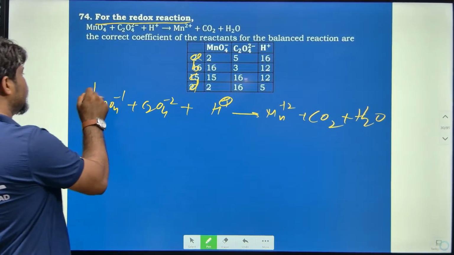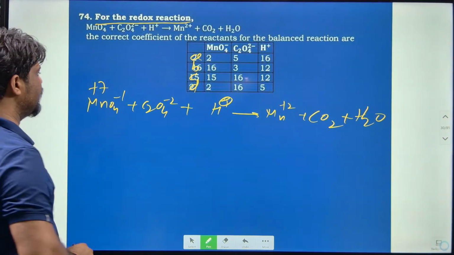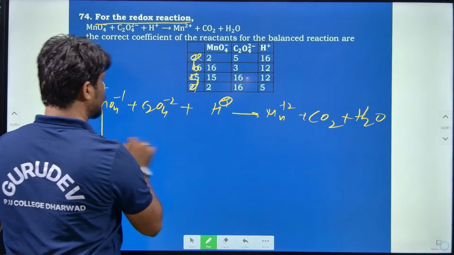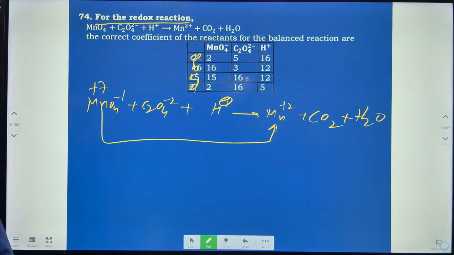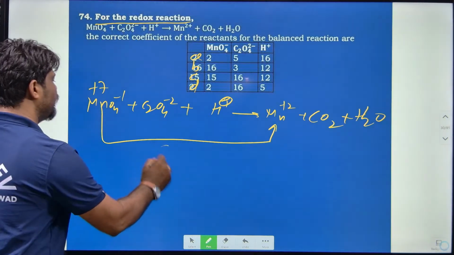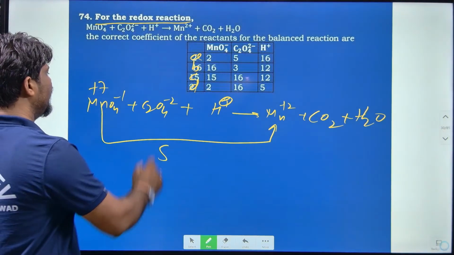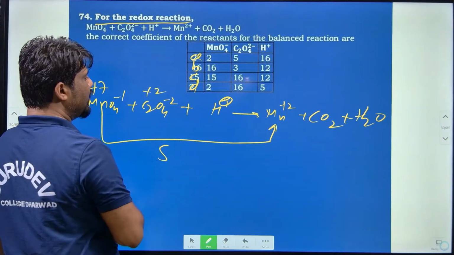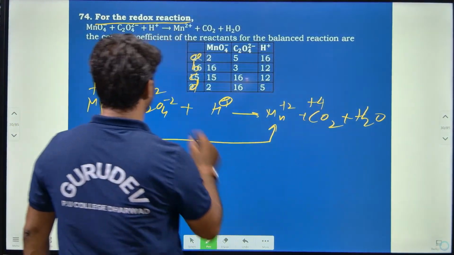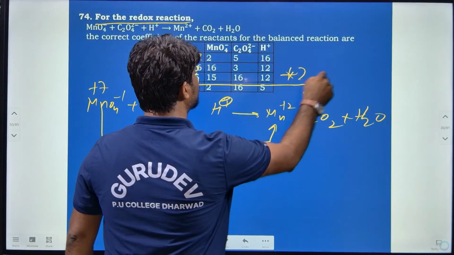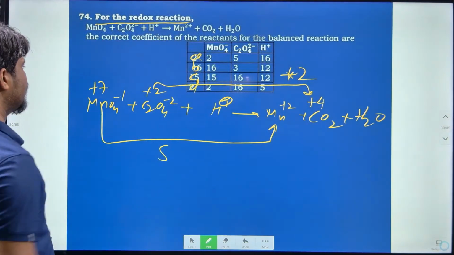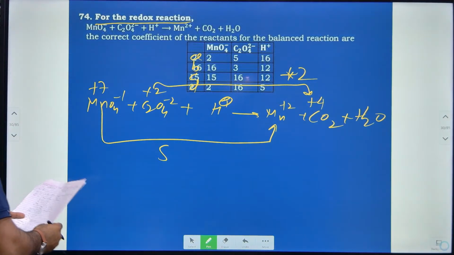See, the oxidation state of manganese is plus 7 and it changes to plus 2. So the change in oxidation state is plus 5. In oxalate the carbon is plus 3, and in CO2 it is plus 4. The change in oxidation state of the carbon is plus 1 each, plus 2 for two carbons. So by crisscross multiplying I am going to get the values.